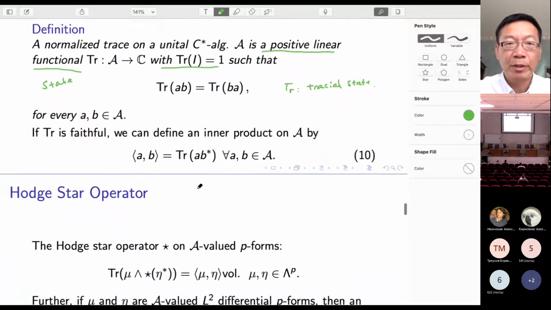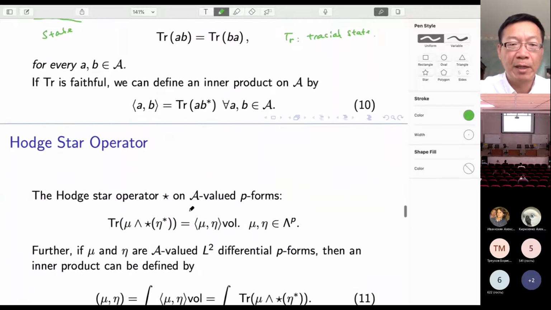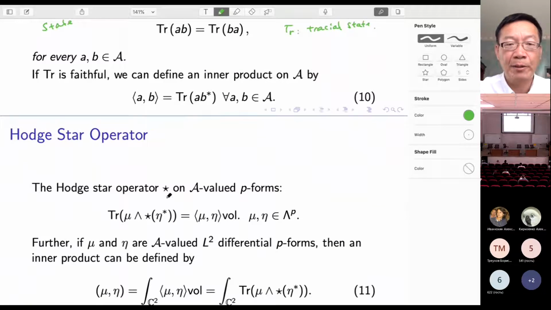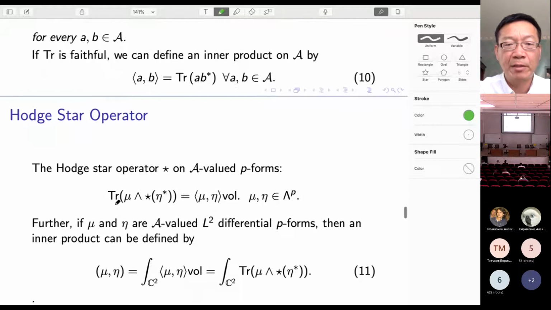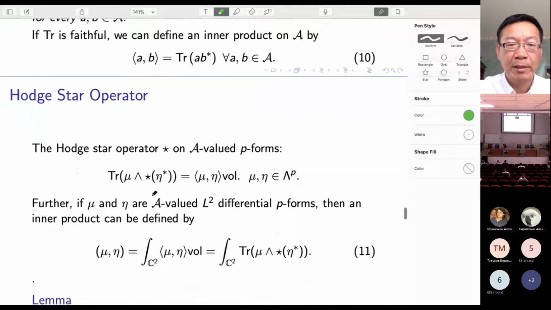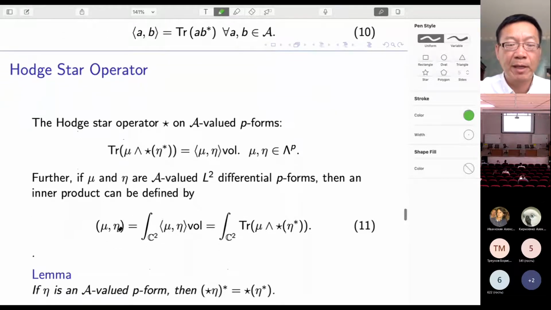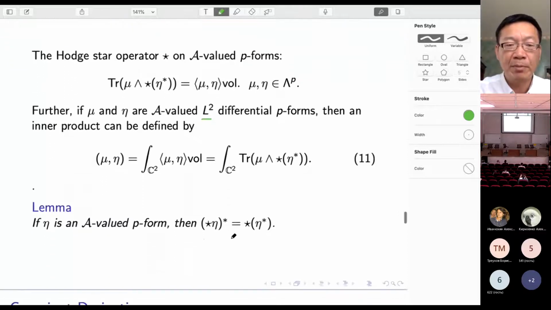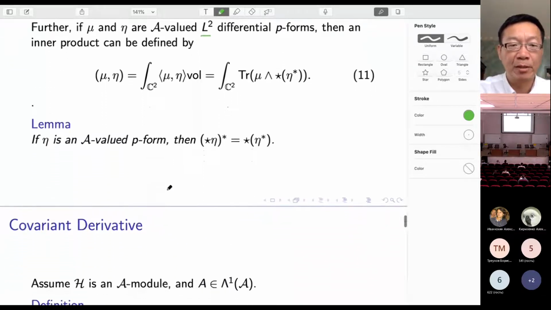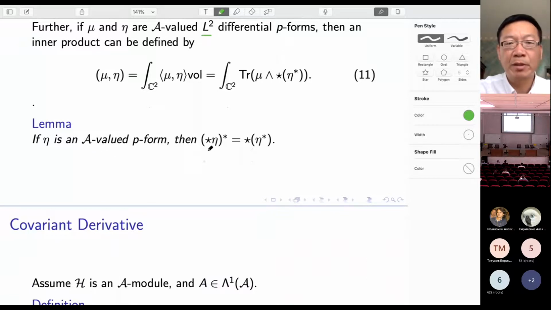So with this tracial state, we can define a Hodge-star operator on the A-valued p-forms, and it's defined in this way. Then we can define the inner product for L2 differential p-forms, and it's given by this. And there are some properties that I have to mention before I can go on. First is that the Hodge-star commutes with the adjoint map.